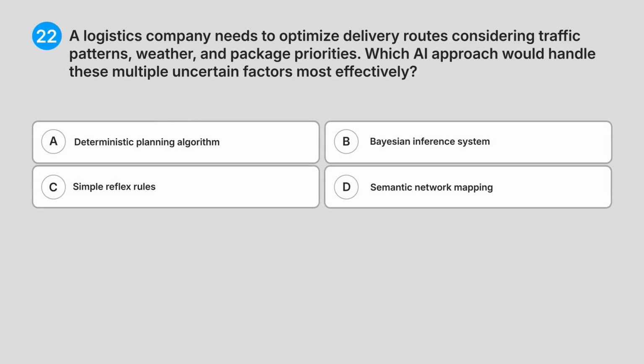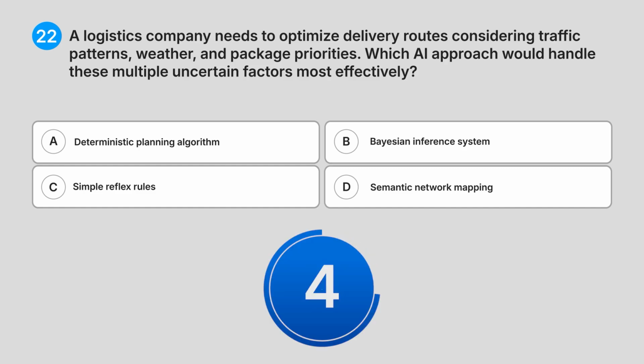22. A logistics company needs to optimize delivery routes considering traffic patterns, weather, and package priorities. Which AI approach would handle these multiple uncertain factors most effectively? A. Deterministic planning algorithm. B. Bayesian inference system. C. Simple reflex rules. D. Semantic network mapping. Do you know the answer?